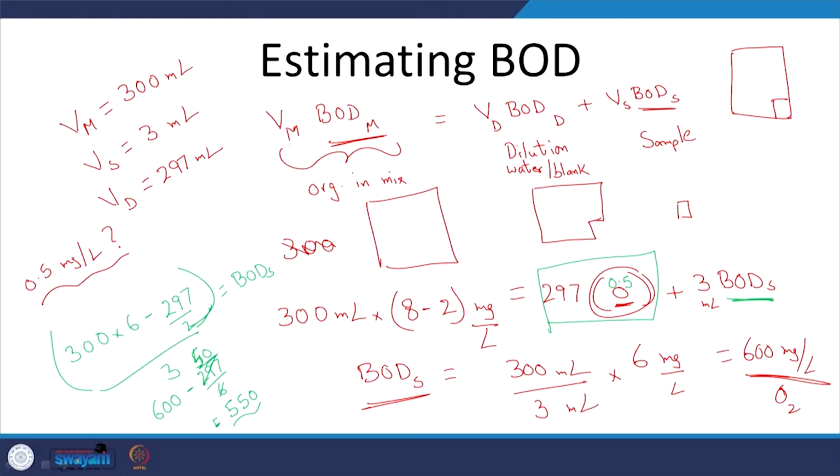So, I see that if the dilution water had some BOD, my sample BOD will be lesser than when my dilution water had no BOD. But again, that is just a theoretical case, assuming that the total change is still the same. That is just a theoretical aspect that I wanted to mention out here.